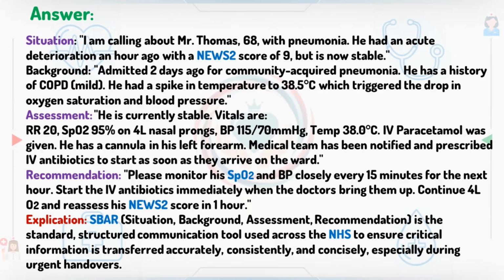Recommendation: please monitor his SpO2 and BP closely every 15 minutes for the next hour. Start the IV antibiotics immediately when the doctors bring them up. Continue 4 litre O2 and reassess his NEWS 2 score in 1 hour. SBAR, situation, background, assessment, recommendation, is the standard structured communication tool used across the NHS to ensure critical information is transferred accurately, consistently, and concisely, especially during urgent handovers.